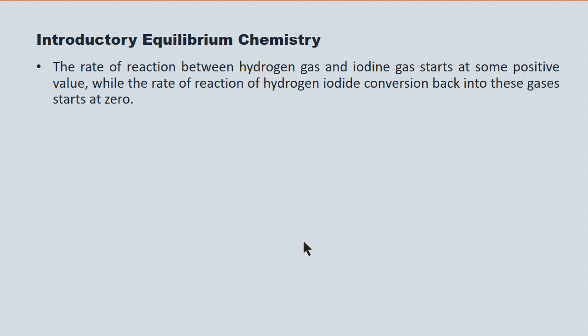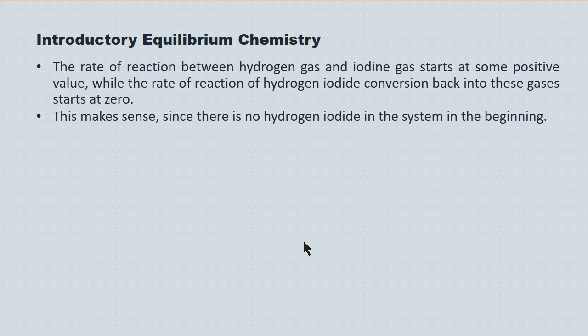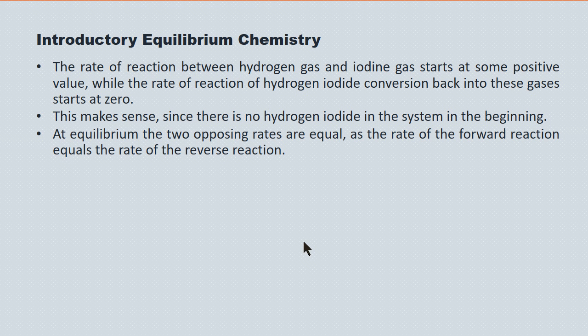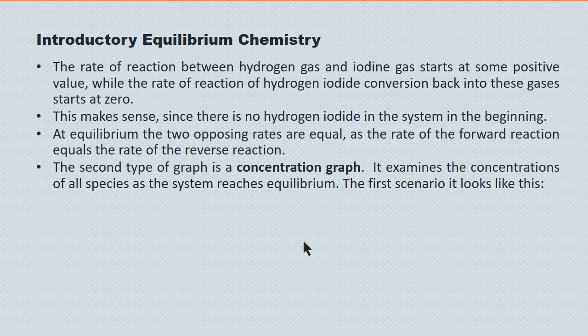And just to state that flatly here, the rate of reaction between hydrogen gas and iodine gas starts at some positive value, while the rate of reaction of hydrogen iodide conversion back into these gases starts at 0. Makes sense, of course, since there's no hydrogen iodide in the system initially. At equilibrium then, the two opposing rates are equal, as the rate of the forward reaction equals the rate of the reverse reaction. The second type of graph that describes these equilibria is known as the concentration graph. It examines the concentrations of all species as the system reaches equilibrium.